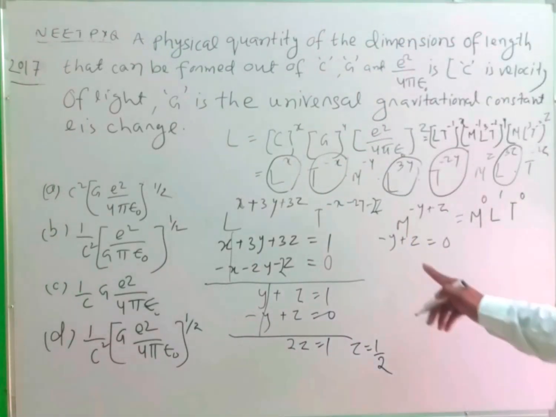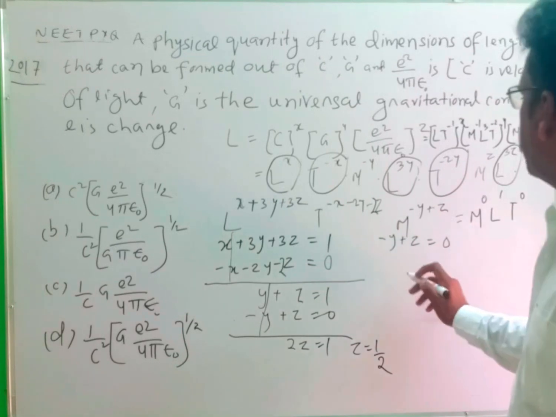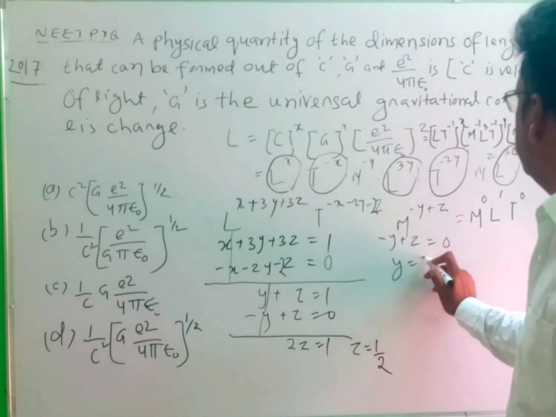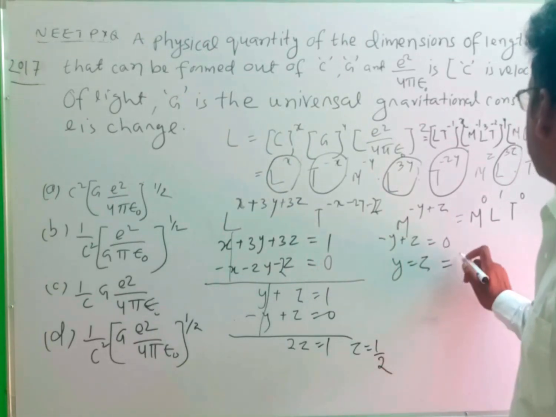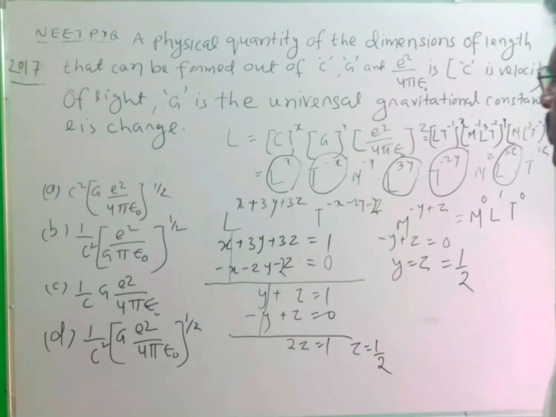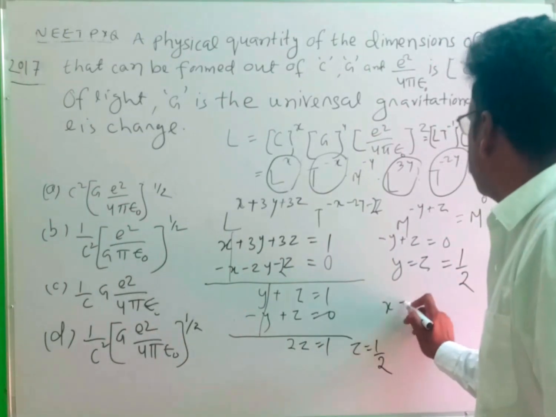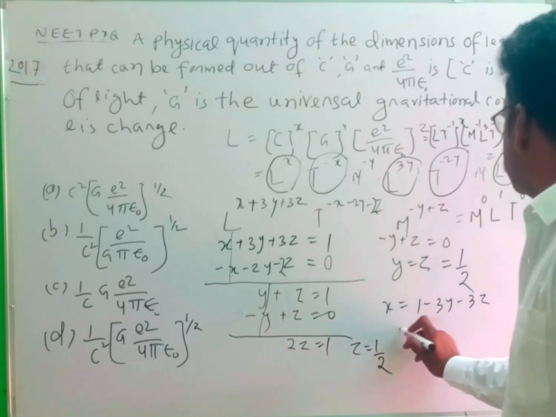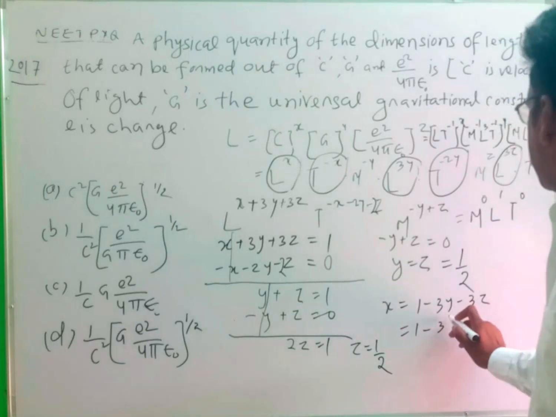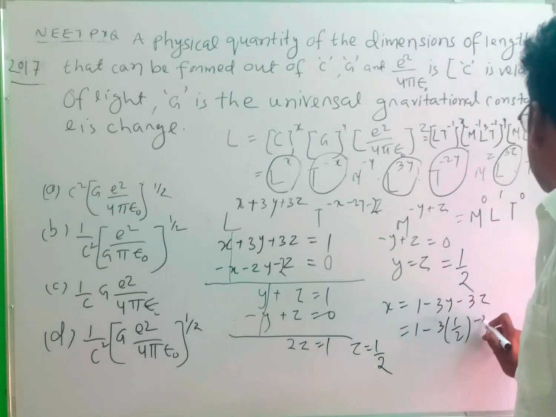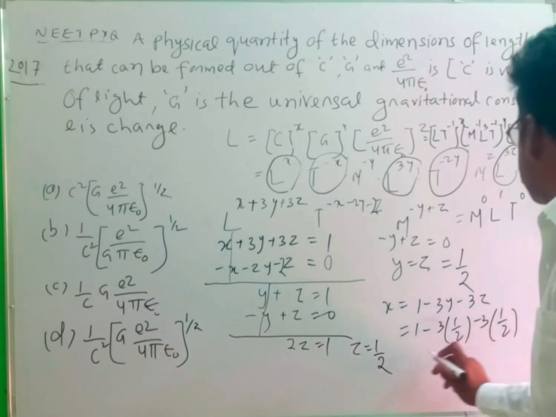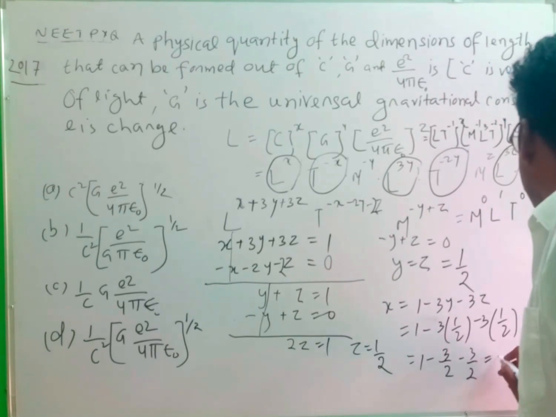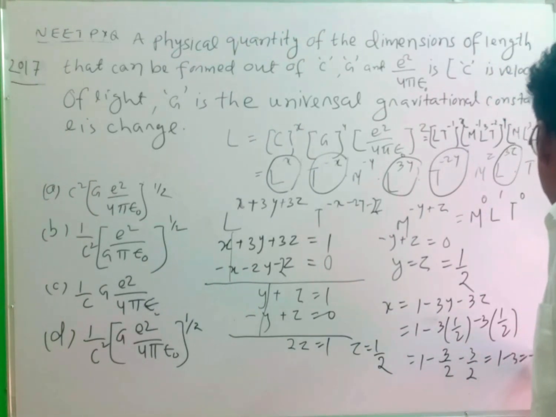Okay, student. Then y cancels out, and 2z becomes 1, or z is equal to half. Okay, student. Then what is y? Minus y is equal to minus z, or y is equal to z. So z is half. So y is also half. And what is x, student? X from this equation is 1 minus 3y minus 3z. So 1 minus 3 into what is y? Y is half, and what is z? Z is also half. So this is 1 minus 3 by 2 minus 3 by 2. So it is equal to 1 minus 3, which is equal to minus 2.